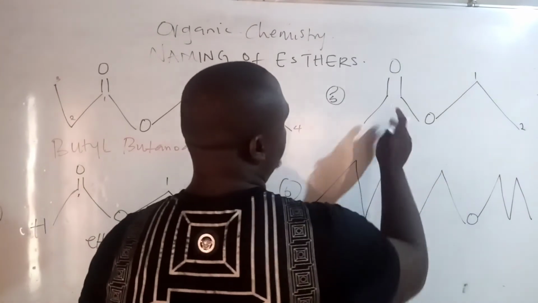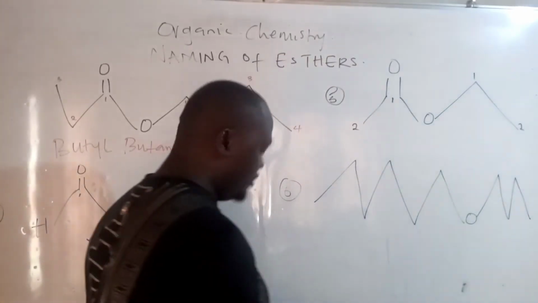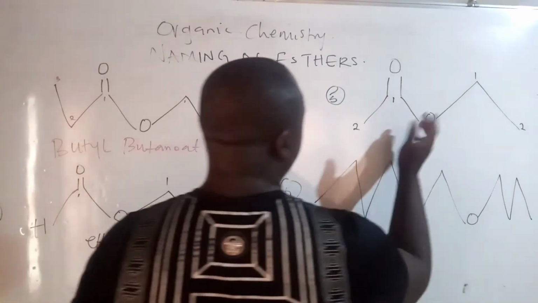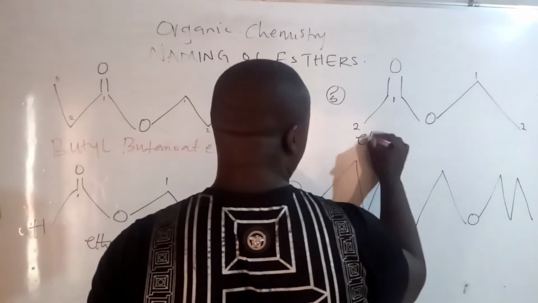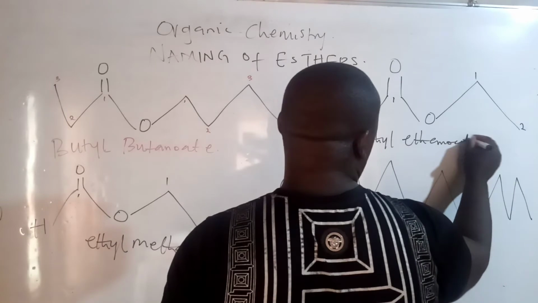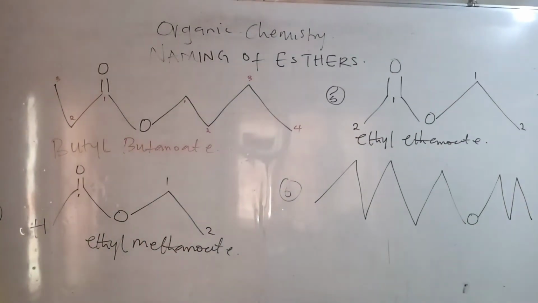Now you come here and name here, 1 and then what? 2. So what's the name of this compound? So this is ethyl, right? Ethyl ethanoate. So this is ethyl ethanoate. We have a compound here. Pause the video and give me the answer immediately.